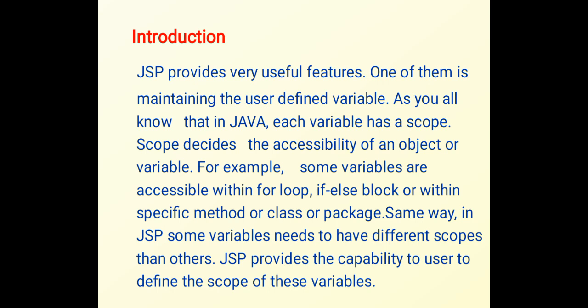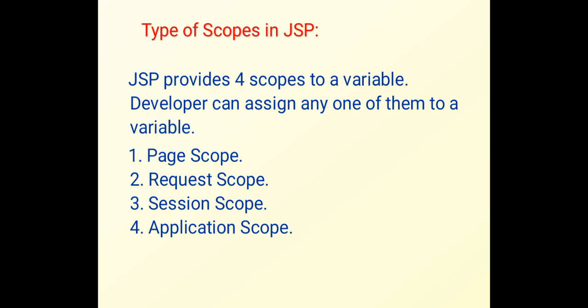We know that some variables are accessible within a for loop, an if else block, or within a specific method, class or package. In the same way in JSP, some variables need to have different scopes than others. JSP provides the capability for a user to define the scope of these variables. There are four types of scopes of JSP implicit objects: page scope, request scope, session scope, and application scope.